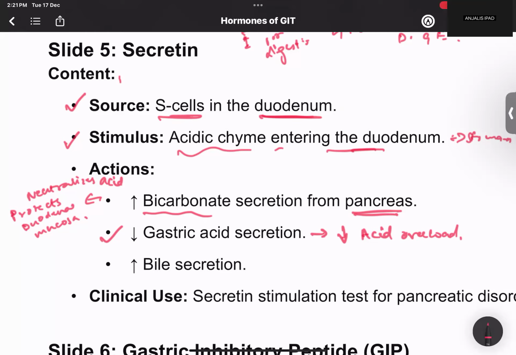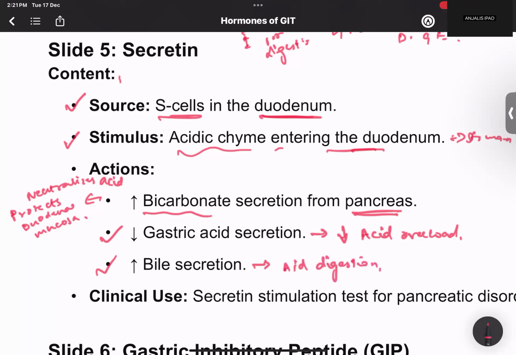Now, the third action is increasing, or stimulating, bile secretion. It will help stimulate bile secretion, which aids in digestion, to aid digestion.